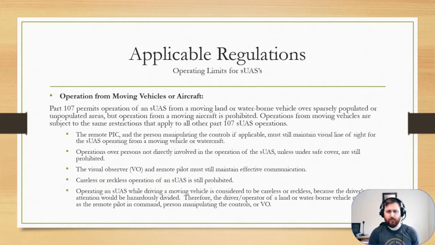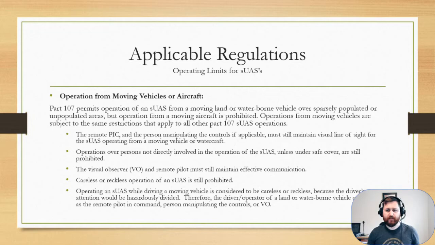This one might be a little bit of a head scratcher, because at least when I was first going through it, I was like, well, who would want to fly a drone out of a car or a boat? And I thought, well, an airplane too, is that possible? No, that one's not. But there are guidelines for operating an sUAS from a moving vehicle.